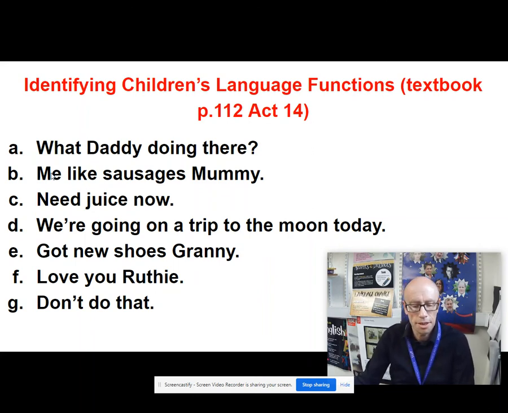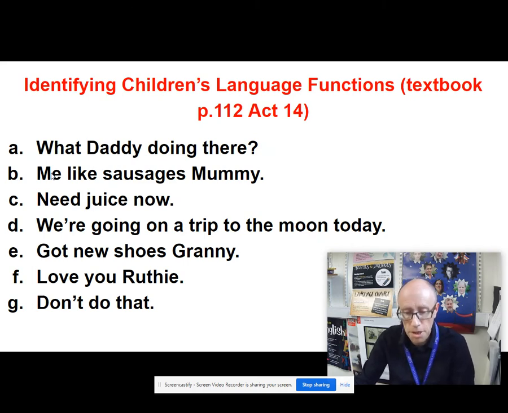Now, unless you're actually Buzz Aldrin talking to Neil Armstrong, then this is likely to be imaginative, isn't it? So we've got imaginative language here, and maybe we've got representational language as well, where language is being used to convey facts and opinions. On E, "got new shoes, Granny." Okay, so surely this is representational.